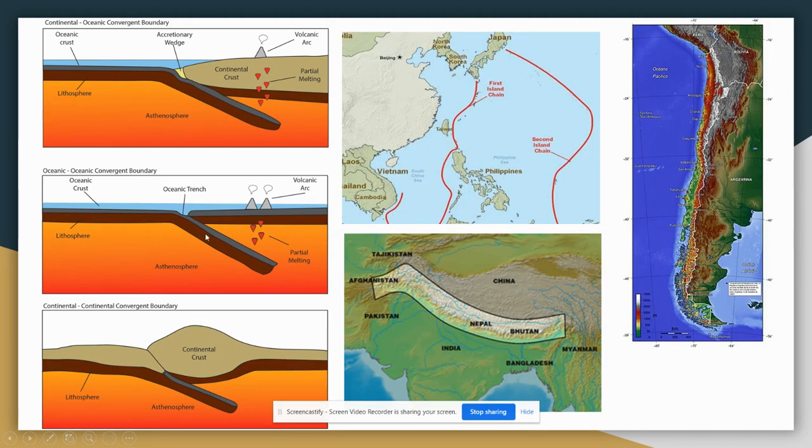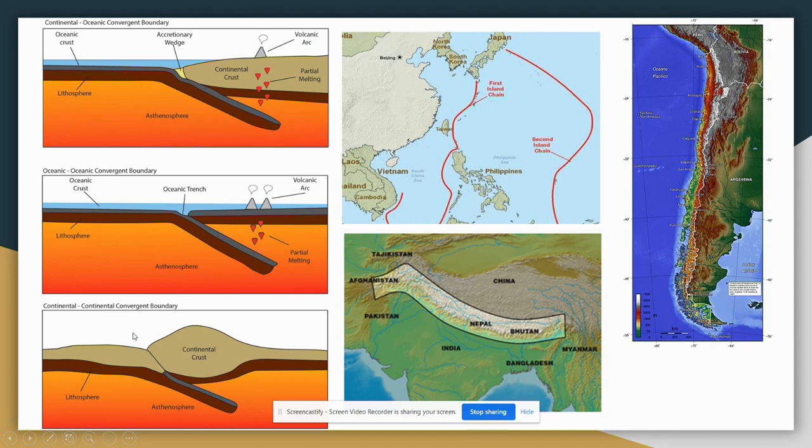So an example of this is how Japan and the Philippines were created, because the Filipino plate is getting shoved by the Pacific plate into the Asian plate, and it releases all this volcanic activity, which creates islands in the Philippines and Japan.